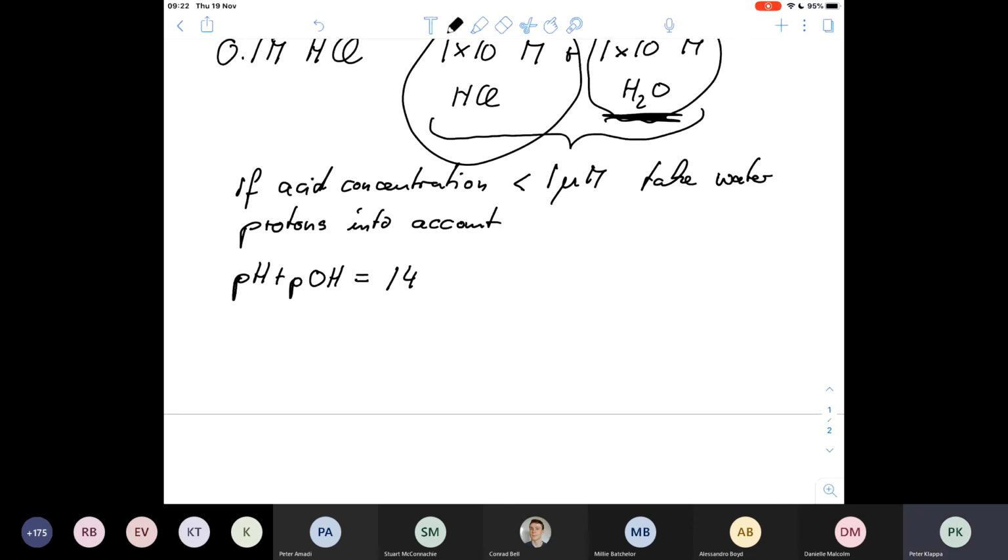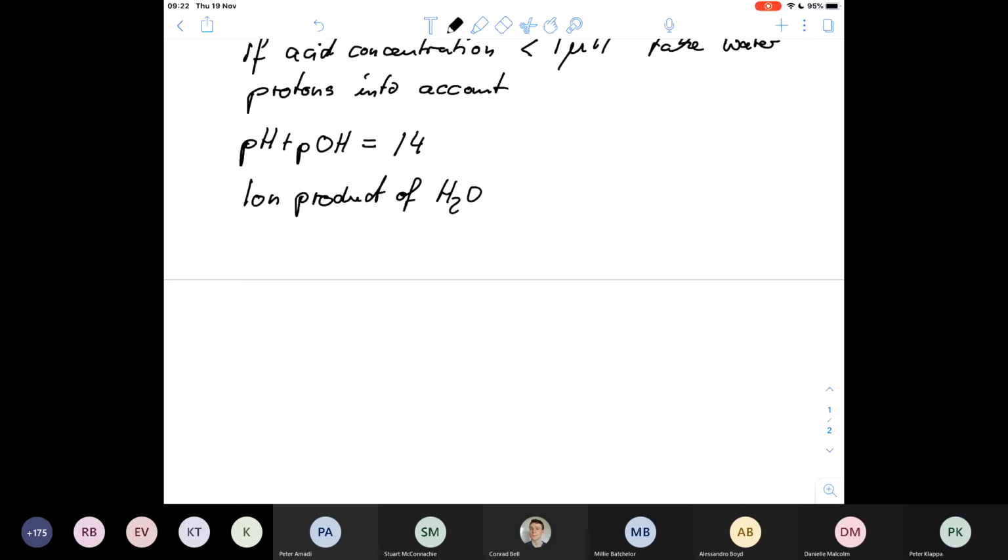Jack, you're absolutely right. It's the ion product of water. But what is an ion product? Have a look at water. H2O dissociates into H plus and OH minus, right?